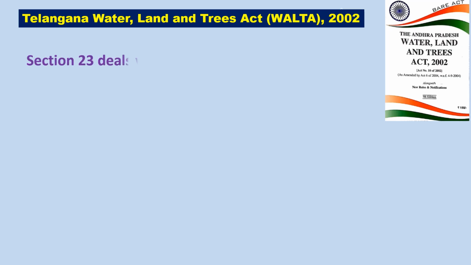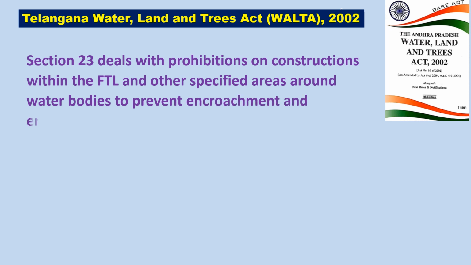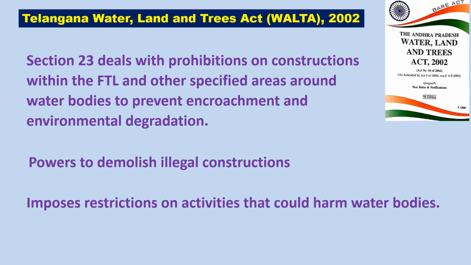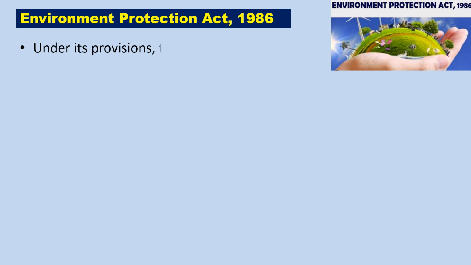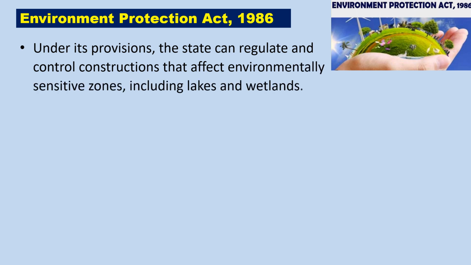Section 23 of the Telangana Water, Land and Trees Act, 2002 deals with prohibition on constructions within the FTL and other specified areas around water bodies to prevent encroachment and environmental degradation. It gives powers to demolish illegal constructions and imposes restrictions on activities that could harm water bodies. Under the provisions of the Environment Protection Act, 1986, the state can regulate and control constructions that affect environmentally sensitive zones, including lakes and wetlands.